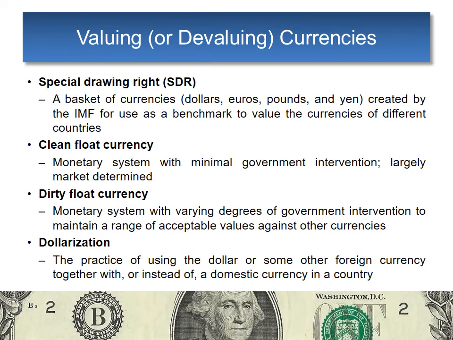The Jamaica Agreement proposed that countries have a special drawing right, or SDR, with the International Monetary Fund. SDRs represent a claim to currency held by an IMF member country, for which they may be exchanged. A clean float currency is market determined with minimal government intervention. A dirty float currency has varying degrees of government intervention to maintain a range of acceptable values against other currencies.